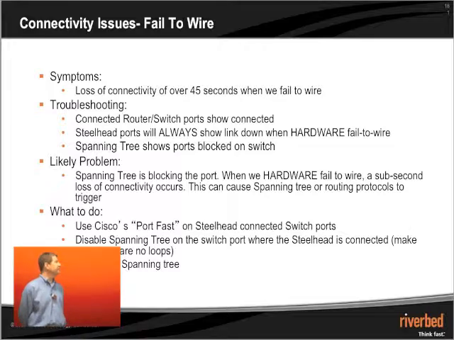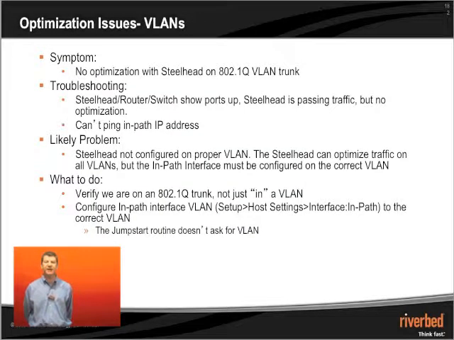Next, problems with VLANs. There's no optimization on the steelhead when we're trunking VLANs across the WAN link. Remember, as we covered in a previous section, that it's critical that the 802.1q trunk has the same VLAN ID tag that matches the IP address of the inline interface. Remember that we will optimize the traffic on all of the VLANs. However, we need to ensure that the in-path interface is located on a proper VLAN. Sometimes you will have no optimization at all.